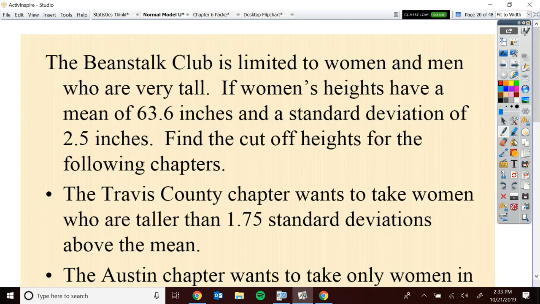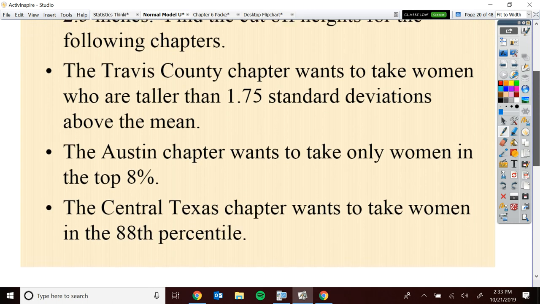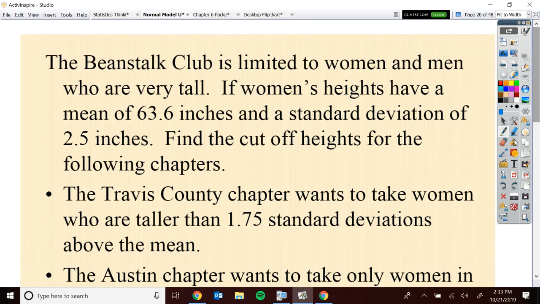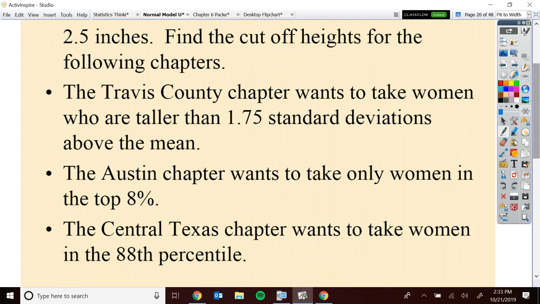So here are some problems that I want us to take a look at and see if we can use these different versions of information given to us to solve for the height. All right, here we go. The Beanstalk Club is limited to women and men who are very tall. If women's heights have a mean of 63.6 inches and a standard deviation of 2.5, so that's just all women, not the Beanstalk Club women, find the heights for the following chapters. So we've got the Travis County chapter, the Austin chapter, and the Central Texas chapter.